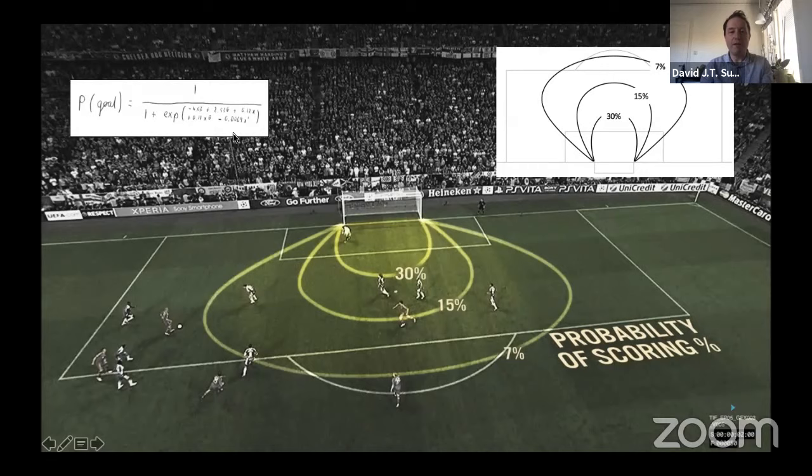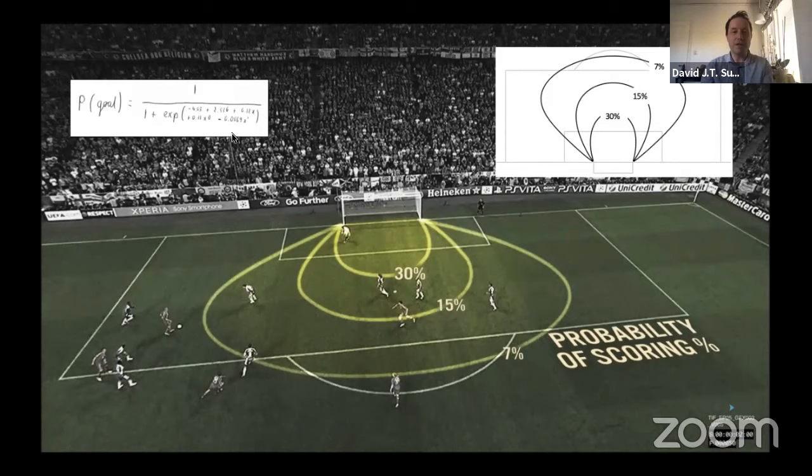You can then throw in other things. You can throw in if they shot with their best foot. You can throw in if it came from a counterattack. If you start to use tracking data, you can throw in the positions of the other players into the model. But the basic principle is to fit some combination of these variables, preferably using logistic regression, because it's always nice to use a reliable model. But you can also just throw it into a neural network and do that type of fitting.